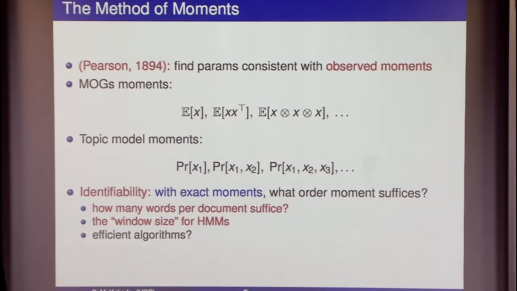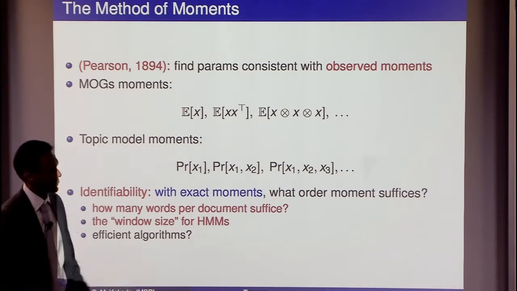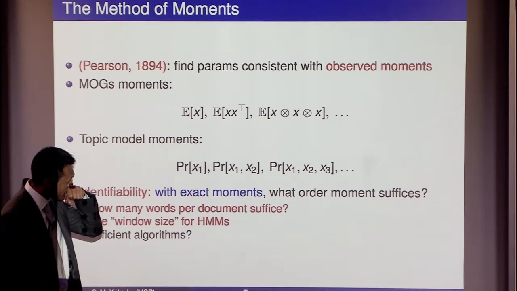Okay, so what's the game we're going to play? We're just going to look at, instead of maximum likelihood, let's just go back to this old idea from Pearson, which is the method of moments. And it's a simple idea. Look at correlations in your data. What are the parameters consistent with the correlations you observe? This is sometimes referred to as the inverse moments problem. It's studied a lot in mathematics.